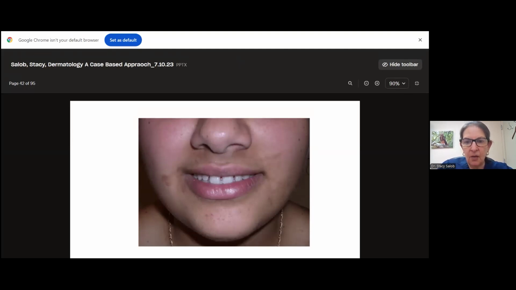This is a condition called phytophotodermatitis, and it's considered a phototoxic reaction. What you need in this condition is an exposure to the toxin. In this case, it's a plant or a fruit, and you need exposure to UV light, which most commonly is UVA.